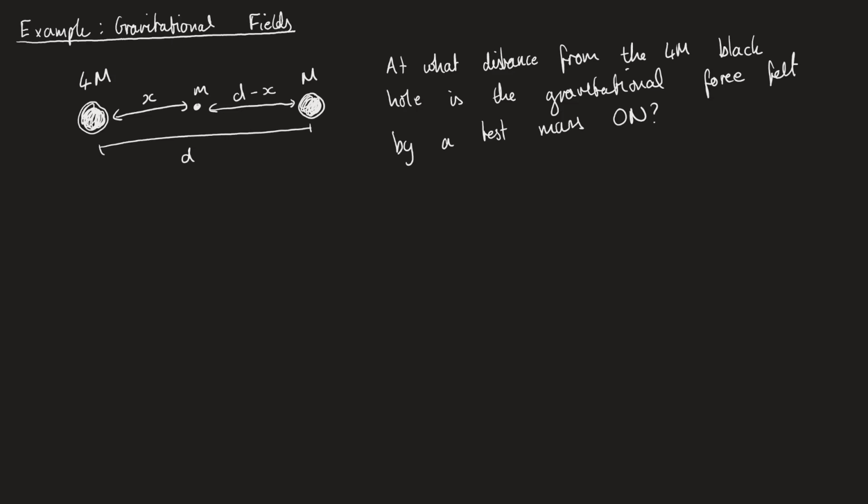Now that means the force felt on this test mass by the 4m black hole will be G times 4m times the small m divided by the distance between them squared, which is just x squared, and that must be equal to the force produced by the just m mass. So that's G times m times little m divided by the distance between them, d minus x, all squared.